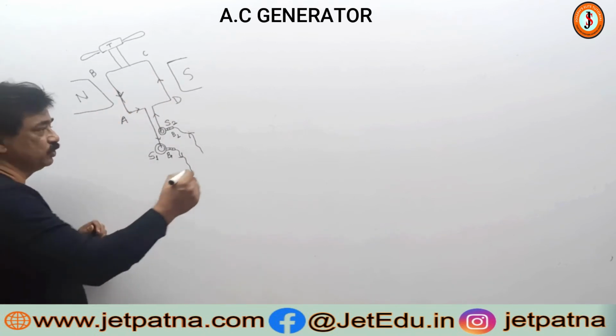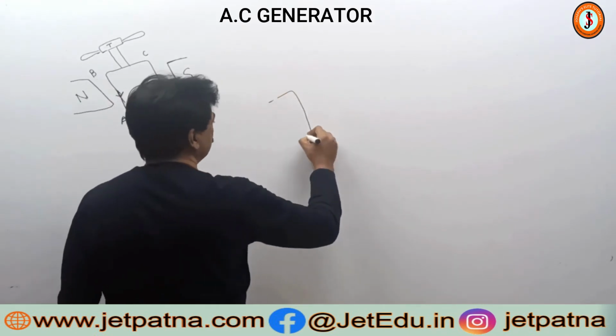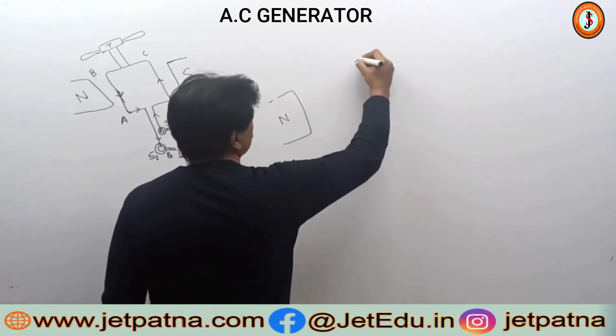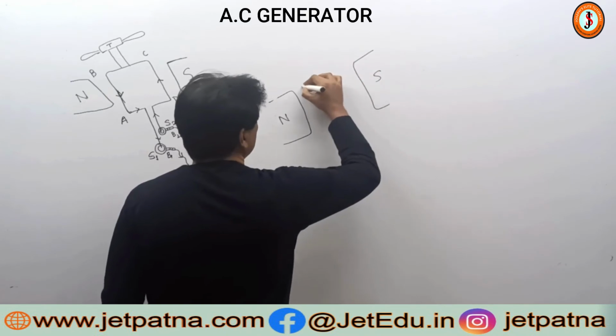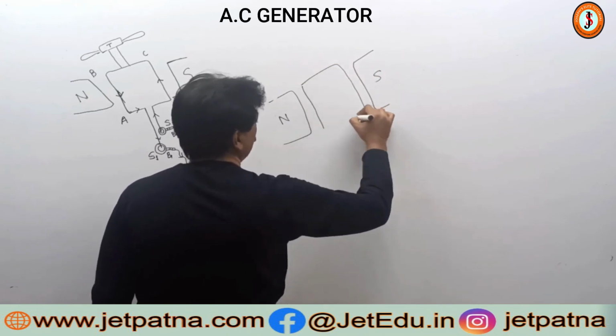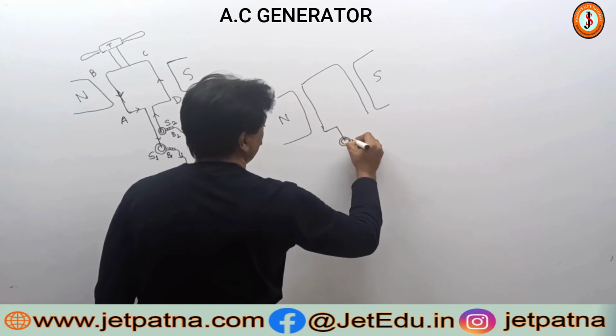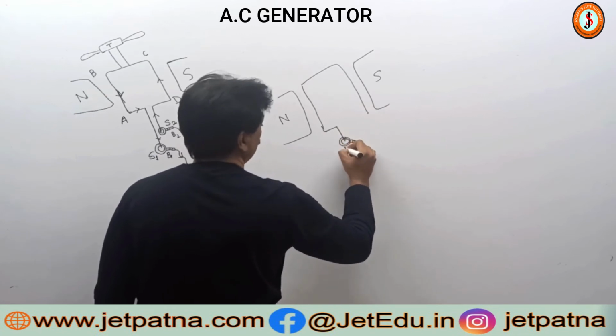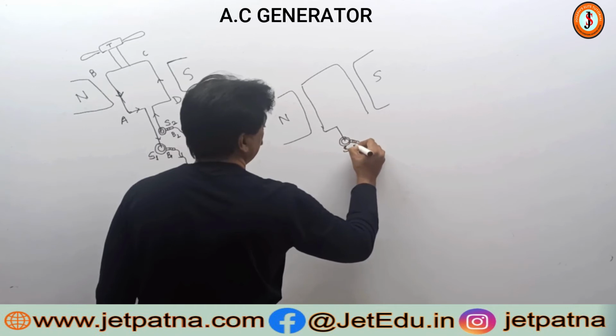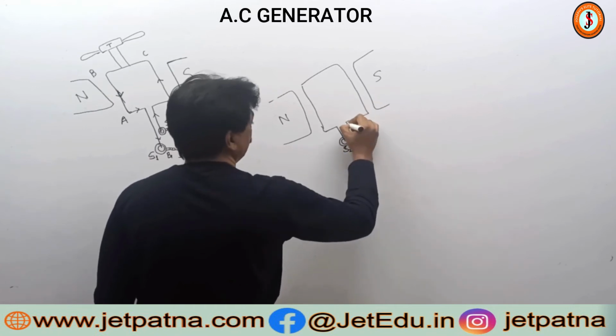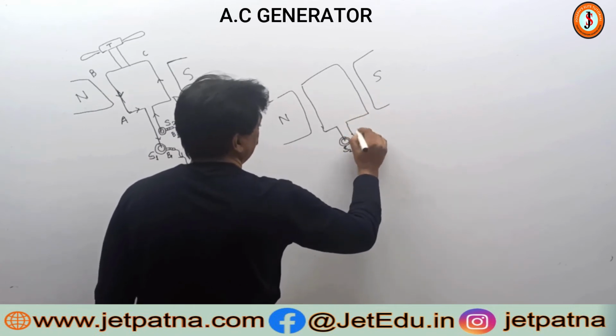Now what will that position look like? Let me very fast draw this position: north, south. Now this is the coil, but I have to change, isn't it? Now this is my B1, this is my S2 brush and B2, and here what is happening, let us see.